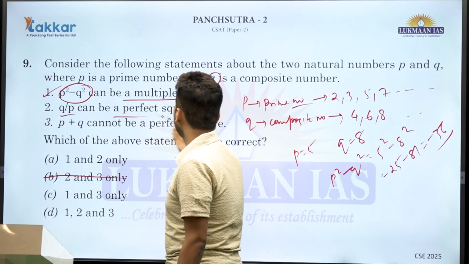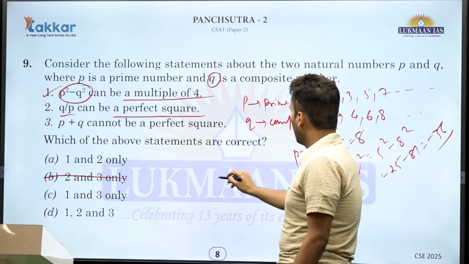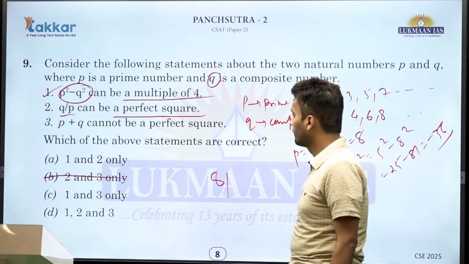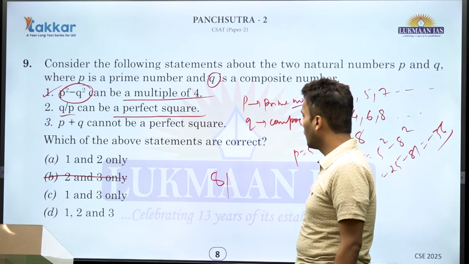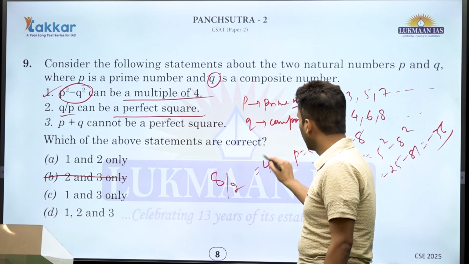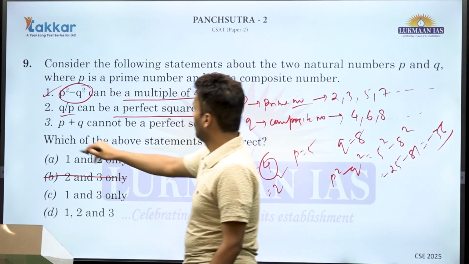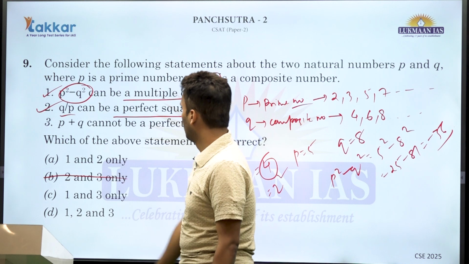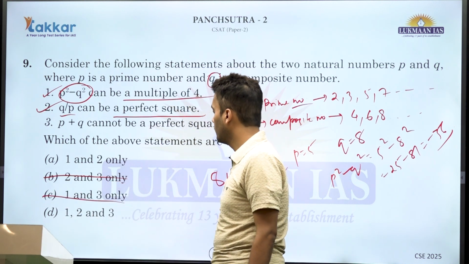Q by P can be a perfect square. Let's take Q equal to 8. 8 is a composite number. And P, what is P? P is a prime number and let's take it as 2. So 4, which is another 2 square. It is a perfect square. So B is correct. If B is correct, then we can eliminate C.